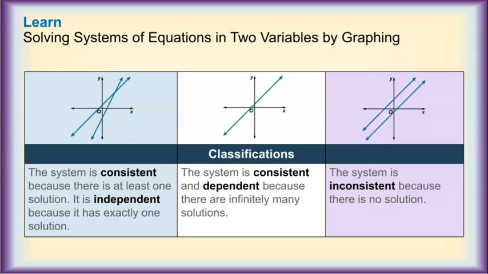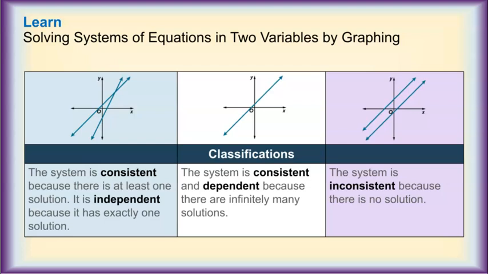The middle one, it's the exact same line. So this is consistent because they do cross. It's dependent because there's infinitely many solutions. They are the exact same line. And the third example is inconsistent because the system has no solution. They don't cross at all.